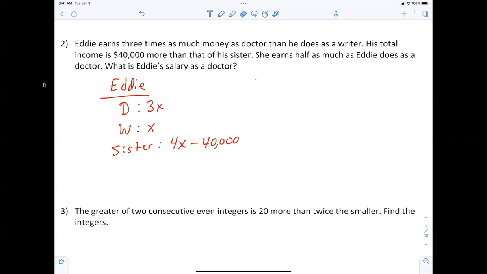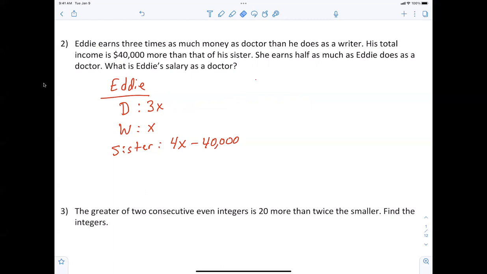All right. So I need the relationship between Eddie and his sister, right? So Eddie makes 40,000 more than his sister, correct? So I want everybody to be able to tell me his sister makes what? 40,000 less. Does everybody agree? Right? So he makes a total of 4x. Therefore, his sister must make 4x minus 40,000. Is everybody happy with that? That's really hard, guys. That's hard.